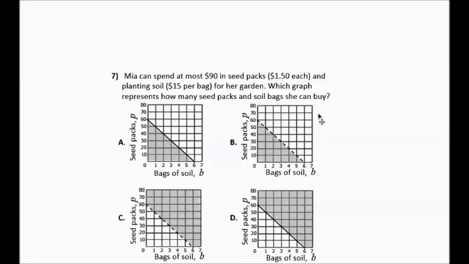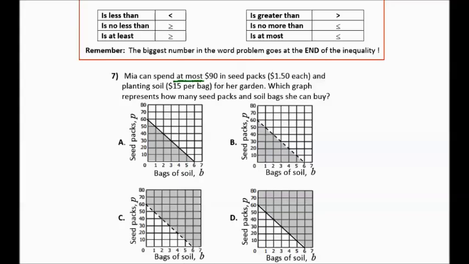Here's another example that you might see. Mia can spend at most $90, and here's a key word that you are going to make note of. At most. Remember that at most right here means less than or equal to. So I'm going to write this down here because I already know this is an important part of that inequality. And I keep reading the problem. $1.50 each for the seed packs, $15 per bag for the planting soil. Which graph represents how many seed packs and soil bags she can buy?